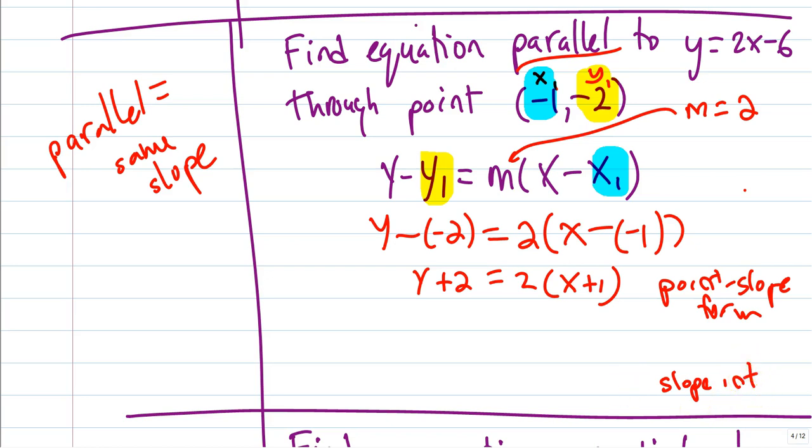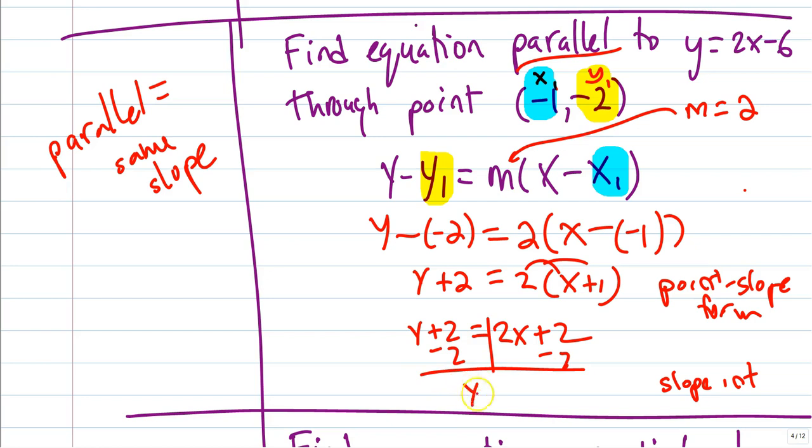And how did we do that? Well, we said take the 2, distribute it, 2x plus 2, solve for y, so that y equals 2x. That is the equation that has a slope of 2, parallel to this one, and crosses through the point negative 1, negative 2.